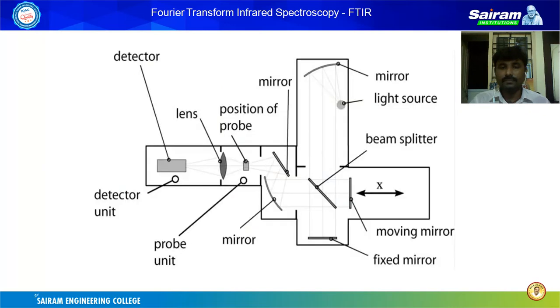Let us see the diagram. This is a schematic diagram. This is the light source, this is the beam splitter, this is the fixed mirror, and this is the movable mirror. This is a detector which detects the signal. This is the lens which focuses all the light onto the mirror, then into the sample and then to the detector.